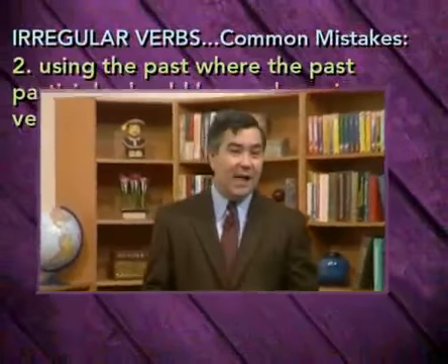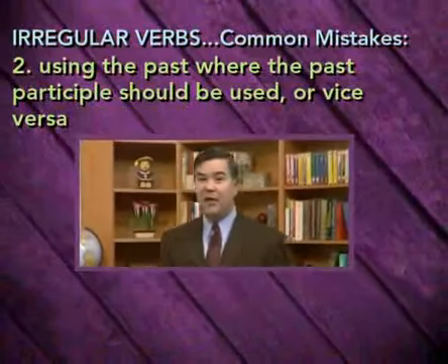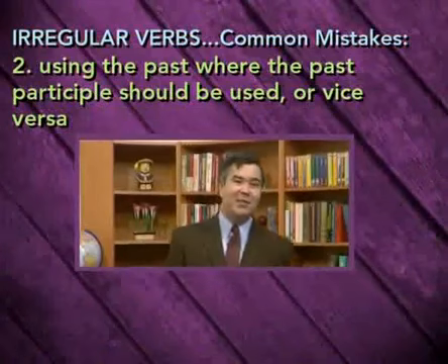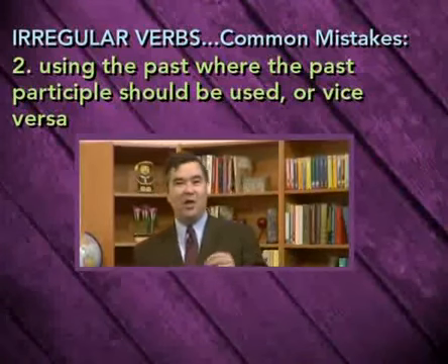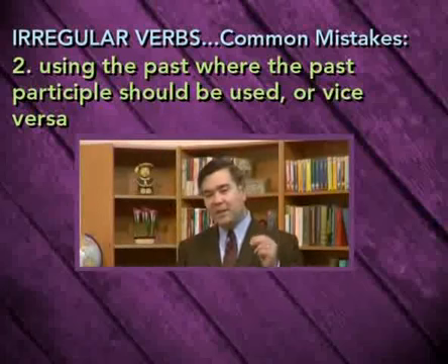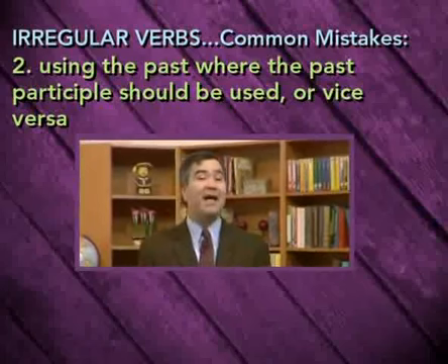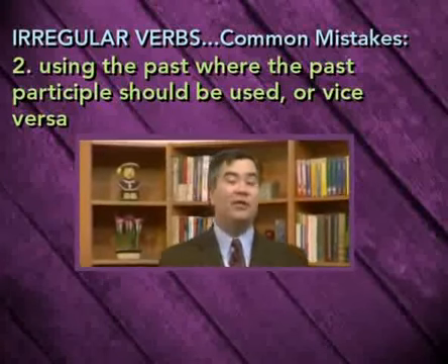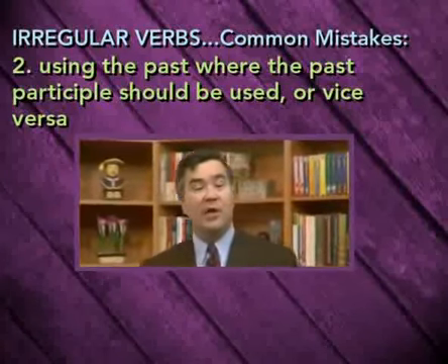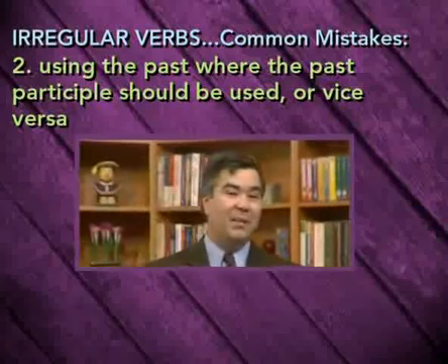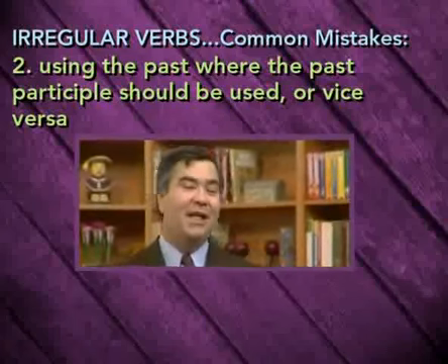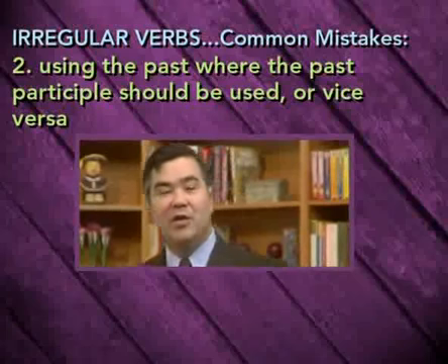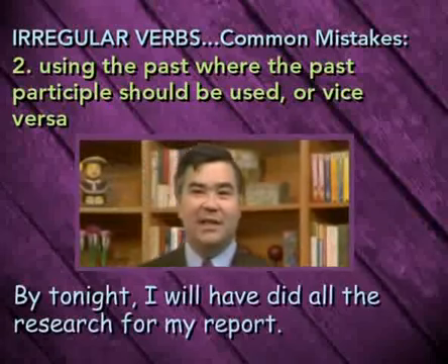You've got to memorize those special forms and use them correctly in sentences. The second type of error that people commonly make with irregular verbs is using the past where the past participle should be used, or vice versa. Remember that the past form of the verb is used by itself, whereas the past participle is always used with a helping verb, namely a form of the verb to have. You want to keep the past and the past participle separate in your mind and not use one where the other is called for. Take a look at this sentence.